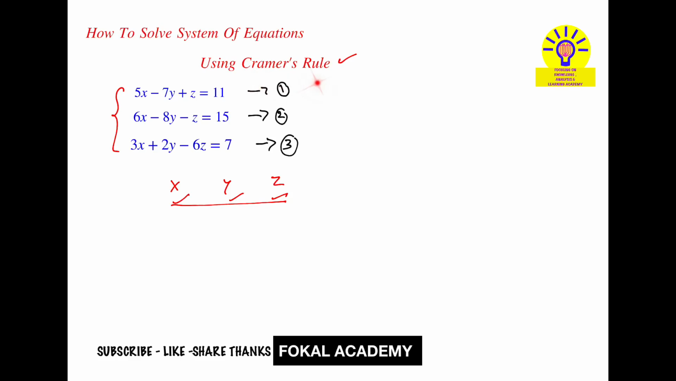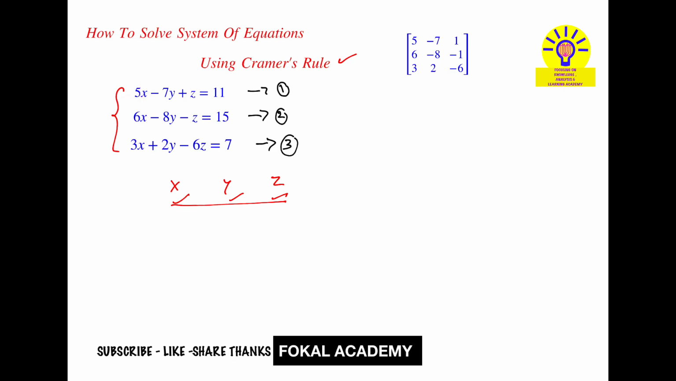According to Cramer's rule, first step is form a coefficient matrix. That is, in the first equation, the coefficients are 5, minus 7, 1, and second equation having coefficient are 6, minus 8, minus 1, and third equation having 3, 2, minus 6. So these are the corresponding coefficients for x, y, z in three equations. So with the help of these coefficients, form a matrix that is called as coefficient matrix. Let's see here. So this is the coefficient matrix.